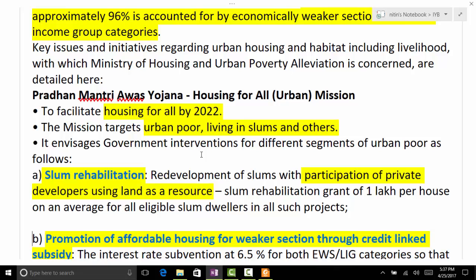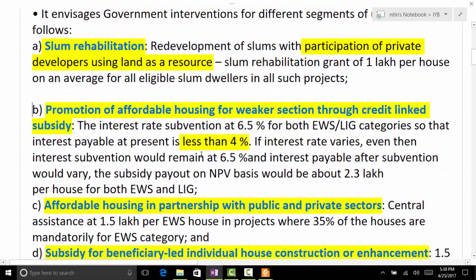Affordable housing for weaker sections, which public and private sectors will both do. Fourth one is subsidy. So what is there, Divya? For individual construction, a 1.5 lakh subsidy. Right.